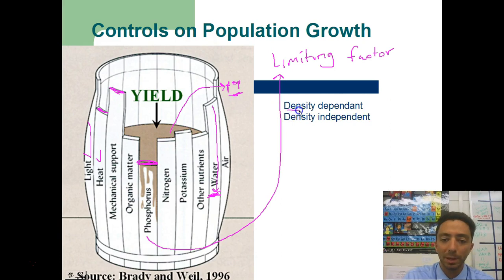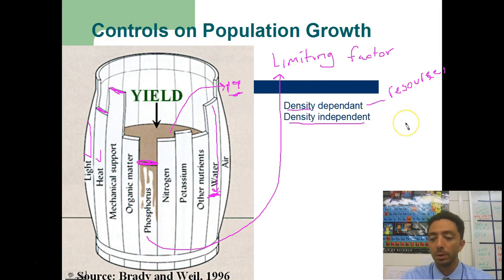We talk about controls being either density dependent or density independent. A density dependent control would be things that keep a population from growing bigger based on how many individuals are in the area. So this might be something like the resources, food. The more individuals you have, the more food, resources. I think I spelled that wrong. That's pretty good. Resources, how much food there is. If you have a lot of individuals eating a lot of food, then you could run out of food for more of them. It could be something like disease.